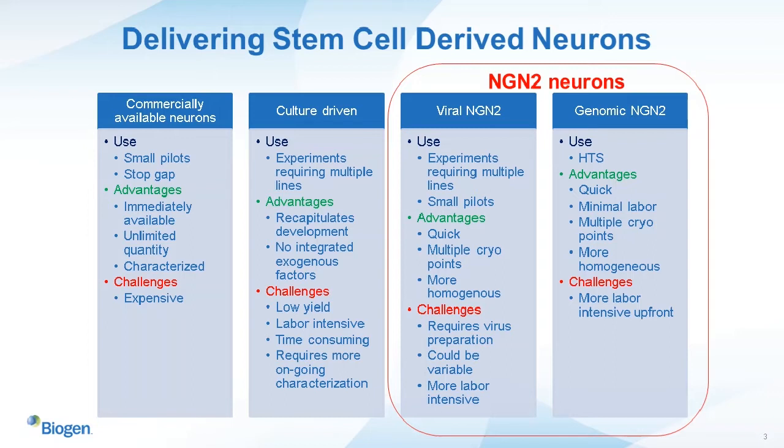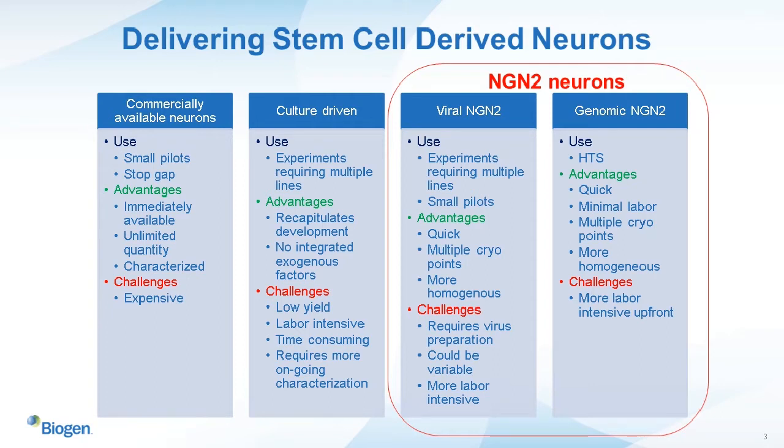The second is the culture-driven method. In general, this method recapitulates developmental events and can provide good models for developmental disorders. Challenges with this method are low yield, time-consuming, and heterogeneous population. For drug discovery purposes, we need to obtain a large number of highly pure neurons. We have been using the NGN2 overexpression method established by Südhof Lab. With this method, we can easily produce a large quantity of neurons in a short period of time.